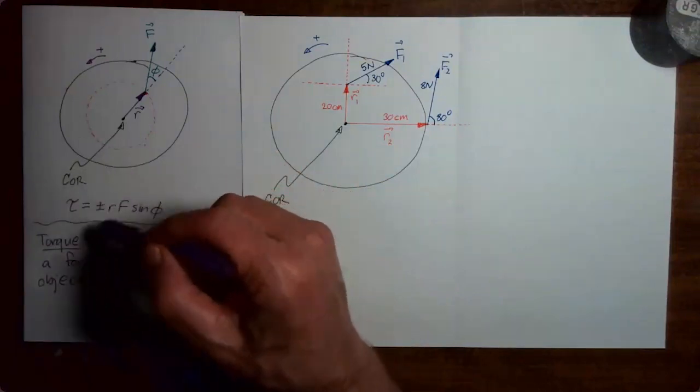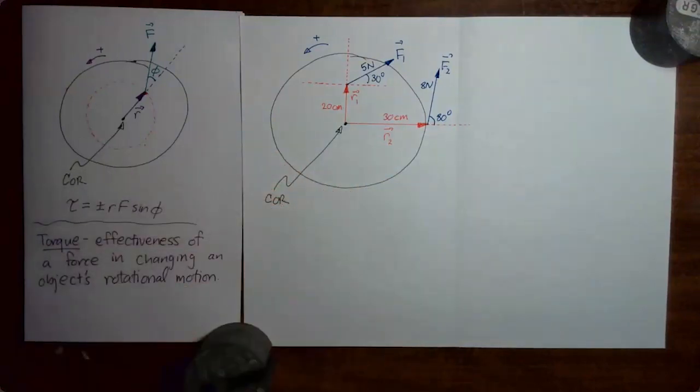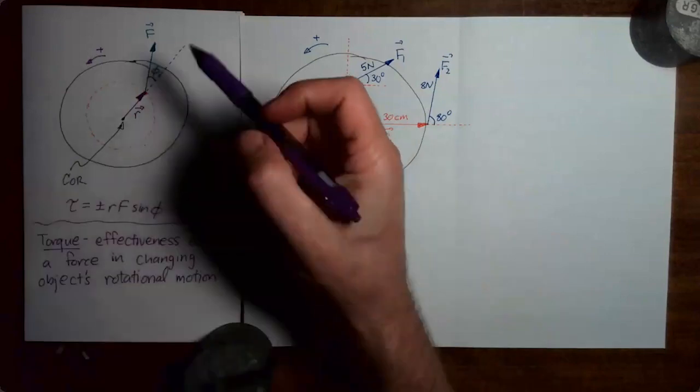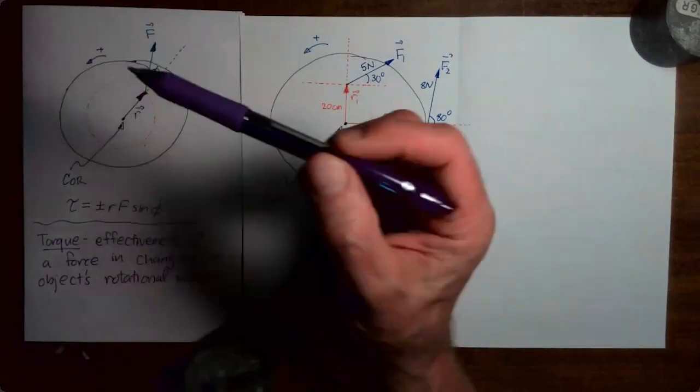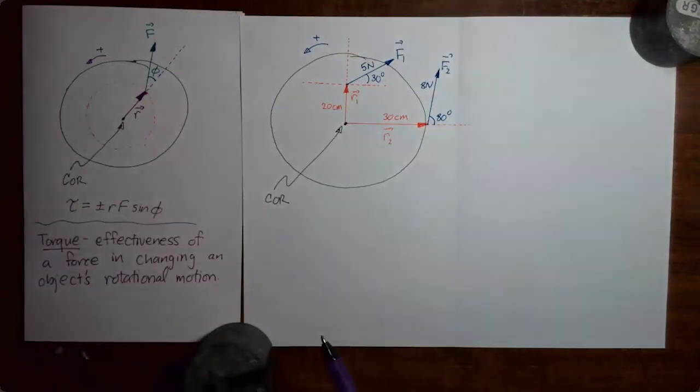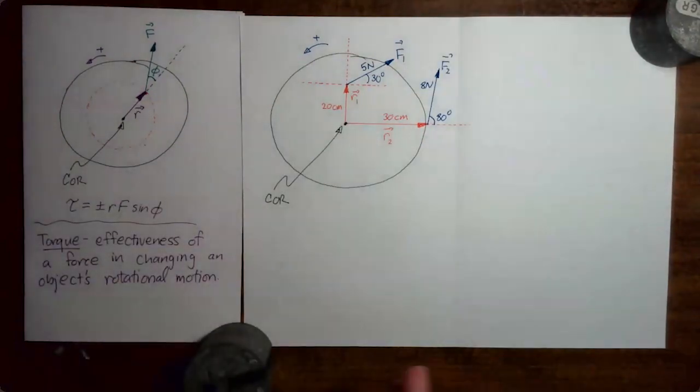The plus or minus here is to keep track of whether that particular torque is trying to make the object rotate clockwise or counterclockwise. Normally, we would take counterclockwise to be our positive direction. So then a torque which tries to rotate the object counterclockwise would count as positive, and a torque which tries to rotate the object clockwise would count as negative.